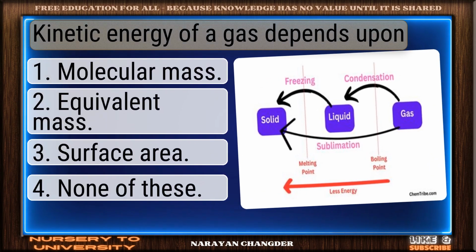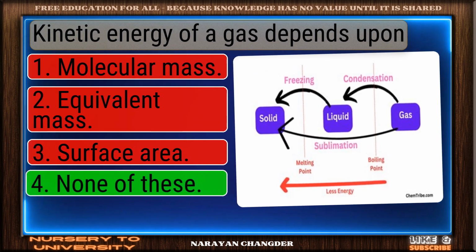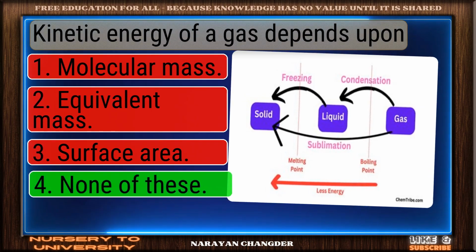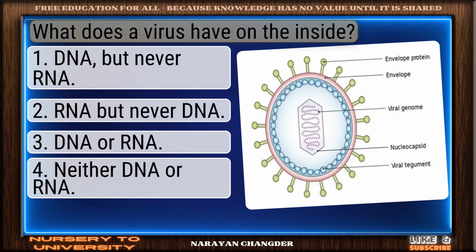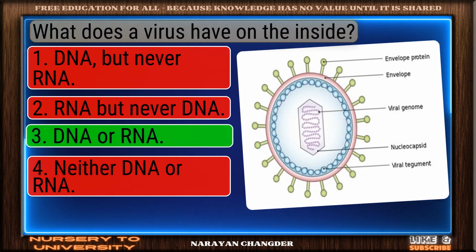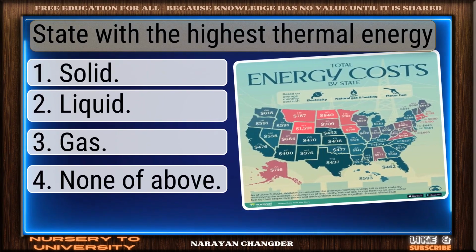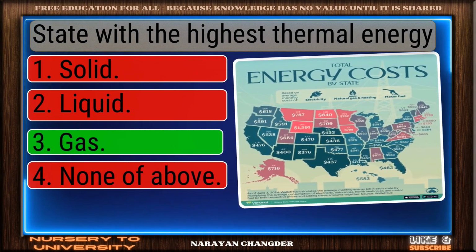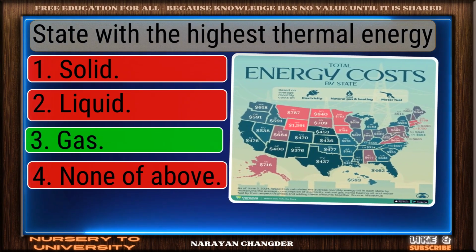Kinetic energy of a gas depends upon... Clear logic. Your choice, none of these, is sound and 100% true. What does a virus have on the inside? Bravo. DNA or RNA is the answer. State with the highest thermal energy. Exactly. Gas makes sense, and it is the right choice.